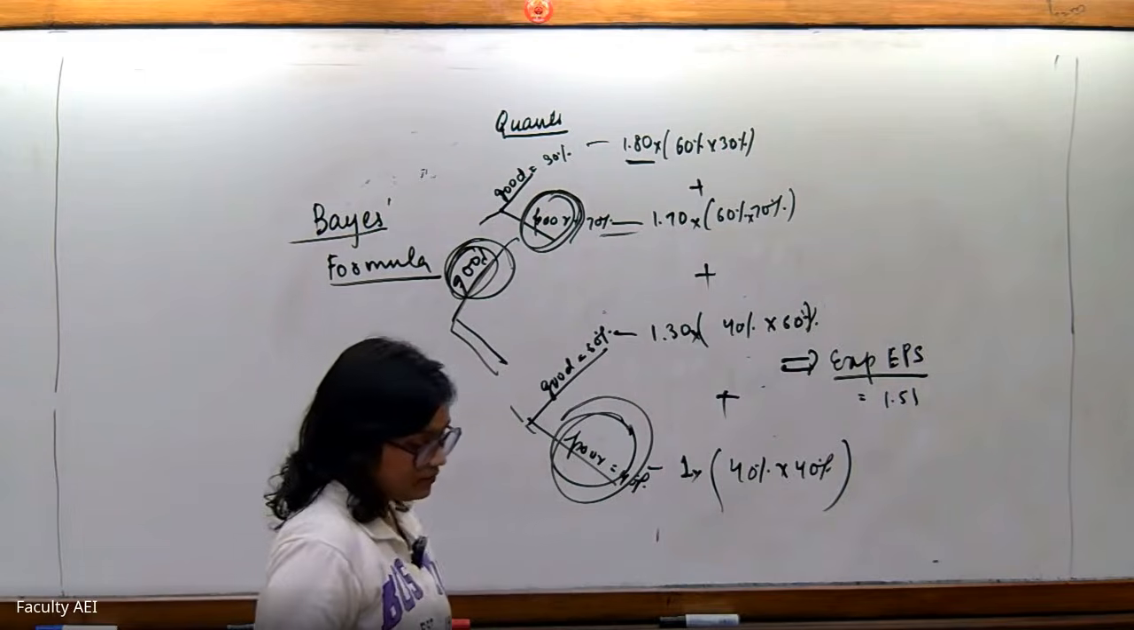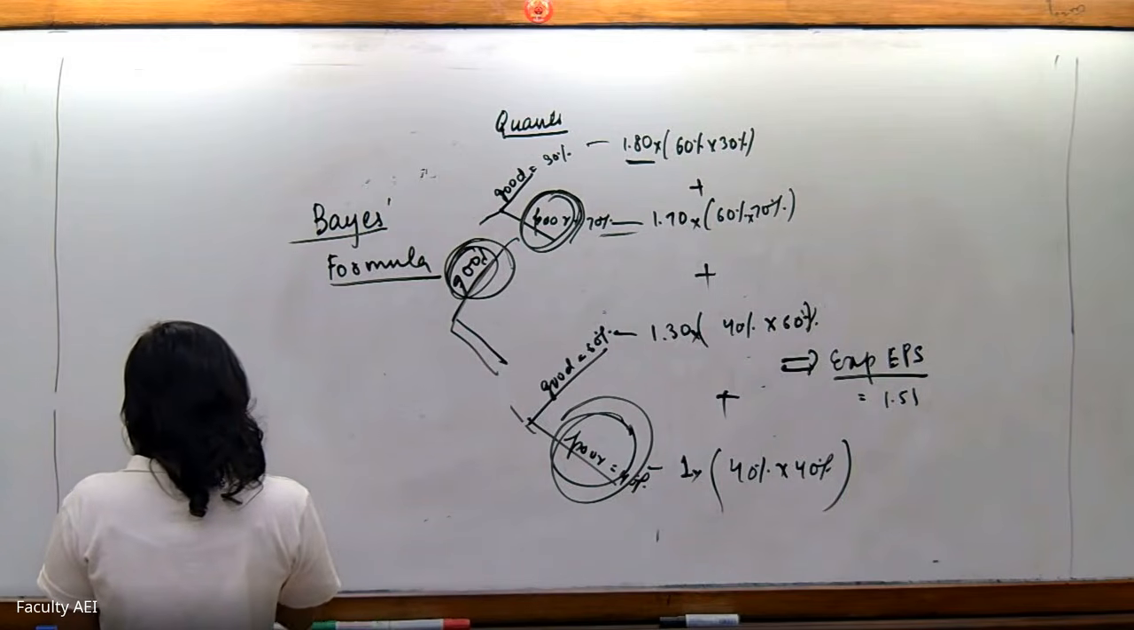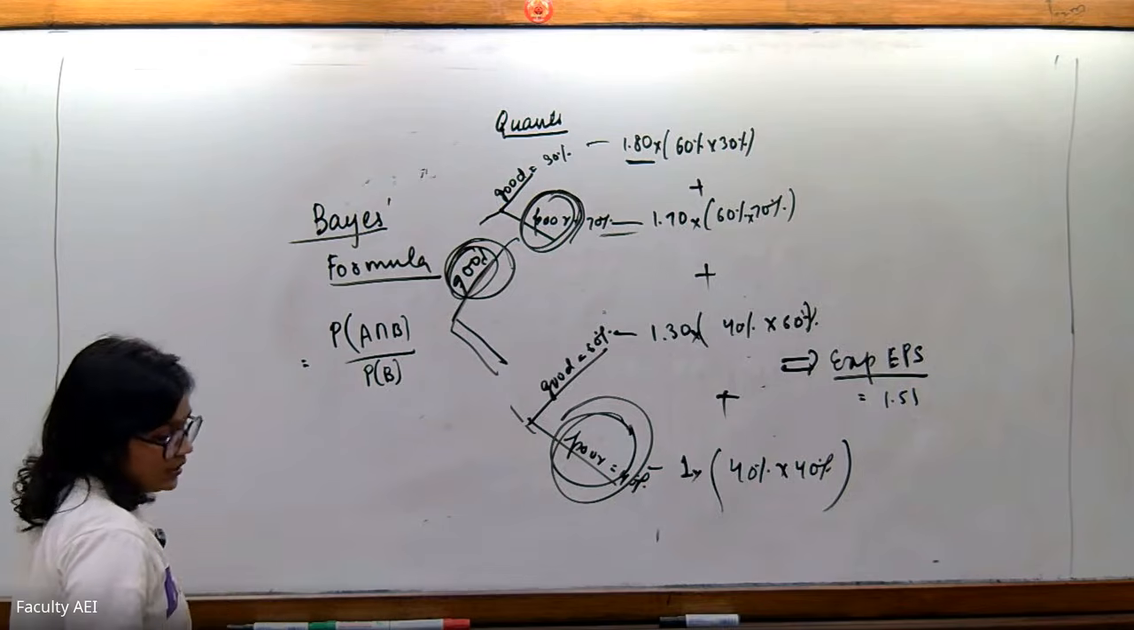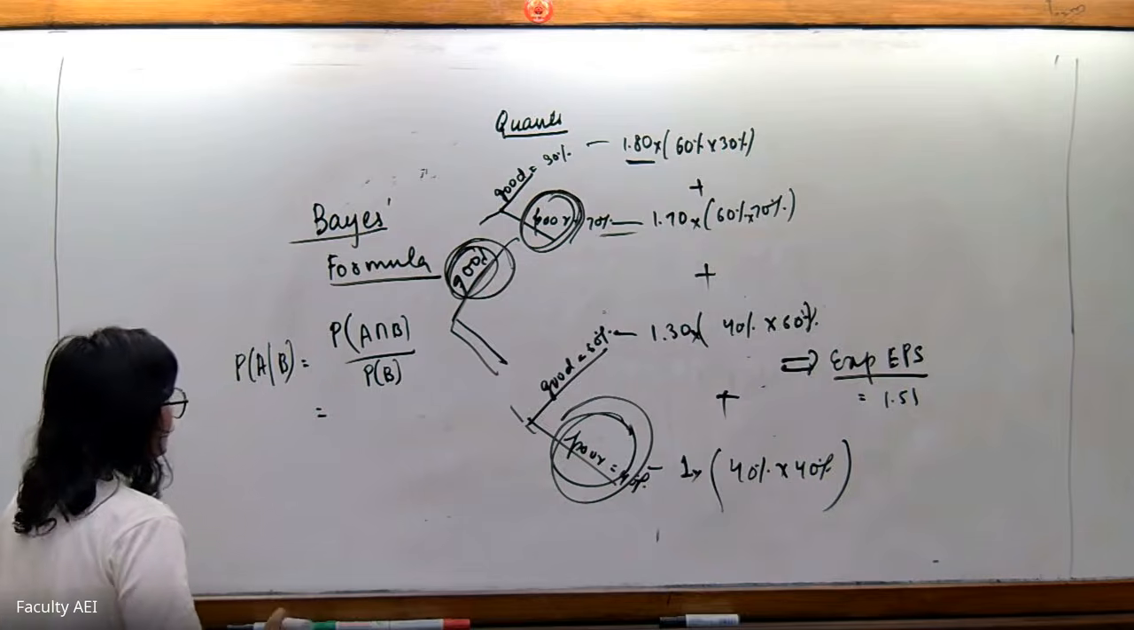What is the formula for Bayes? Any idea? Is it the probability of A intersection B divided by probability of B? B being the event that has already happened. Okay, and what would be the equal to side? Probability of A given that B has happened. Okay. And how can you write A intersection B?